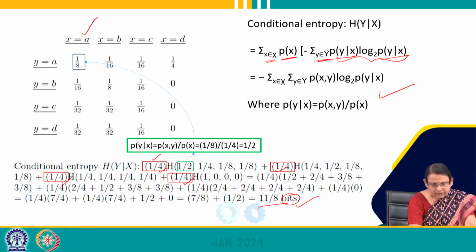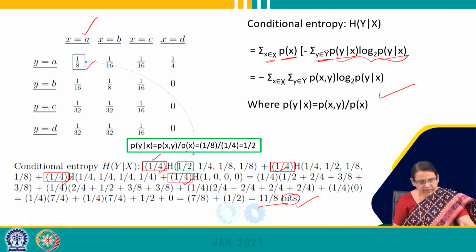Probability of y given x is joint probability of xy by px. What was the joint probability of xy? This was this, and what is probability of x? It was 1 by 4, this 1 by 4. So that makes it 2. So that 1 by 2, and that 1 by 2 has to be now multiplied along with others, it has to be now multiplied with this. So you can carry it out and find out in detail.